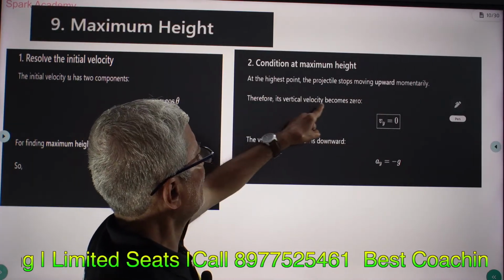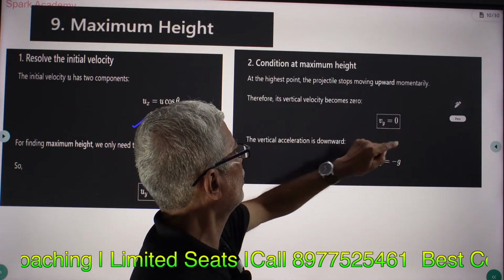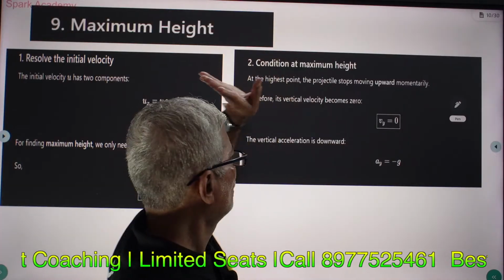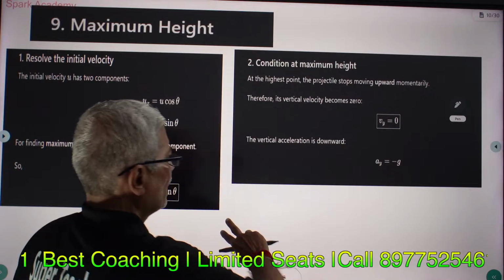So therefore its vertical velocity becomes 0. So Vy is equal to 0 at the maximum point. The vertical acceleration is downward, so Ay is equal to minus g.